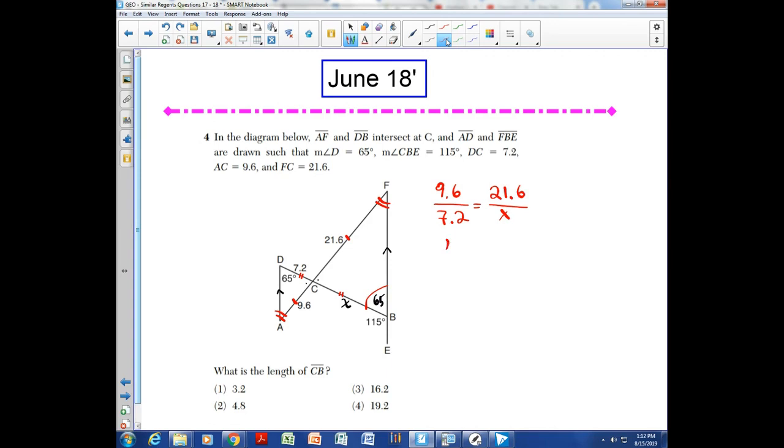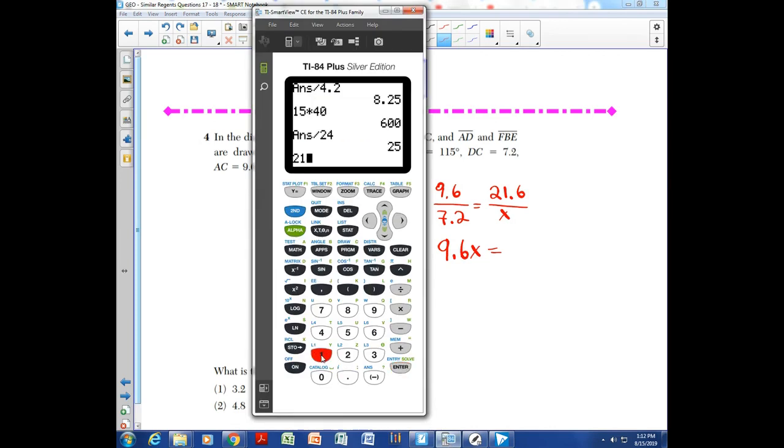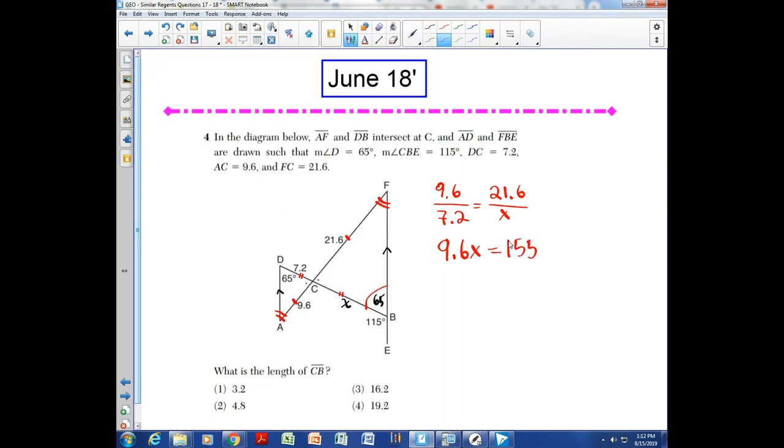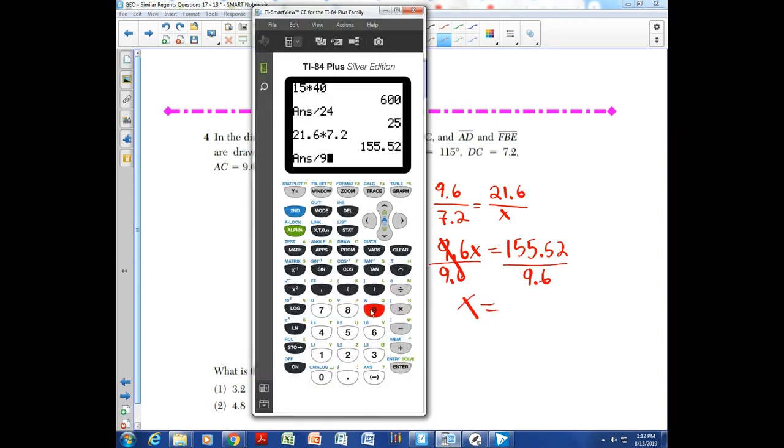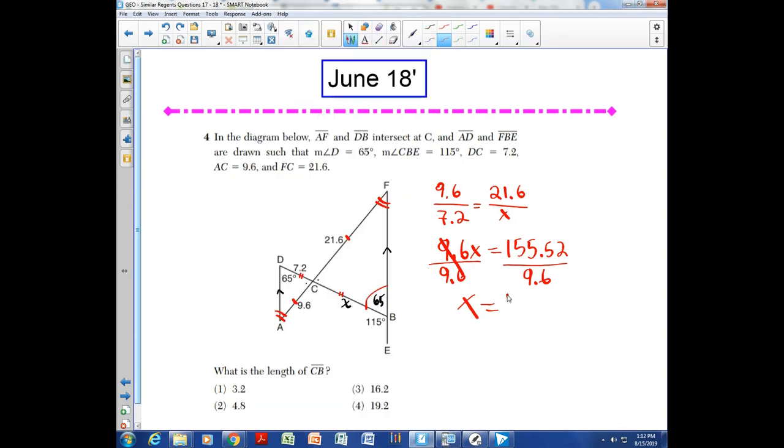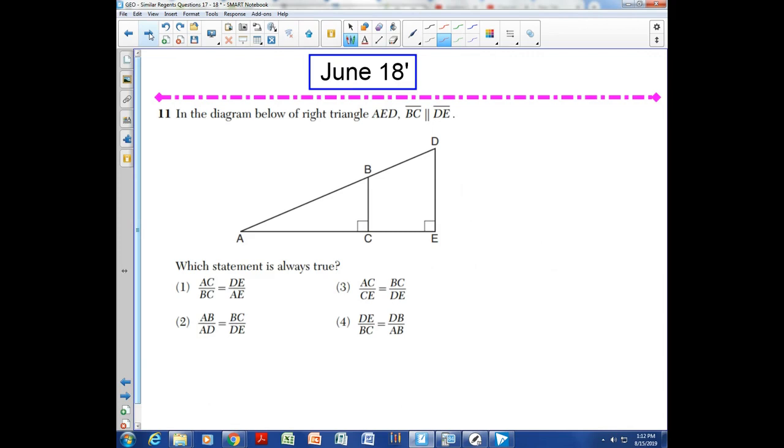And now I'm going to cross multiply. 9.6x is equal to, pull out the calculator, 21.6 times 7.2. I get 155.52. I'm going to divide by 9.6 on both sides. I get x is equal to 155.52 divided by 9.6. I get 16.2, and I can see that that's right there, 16.2. Now I am going to move on.